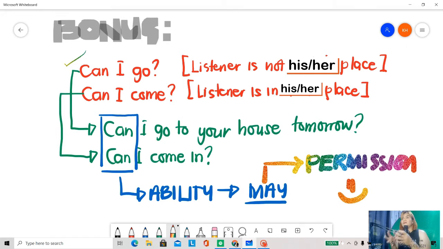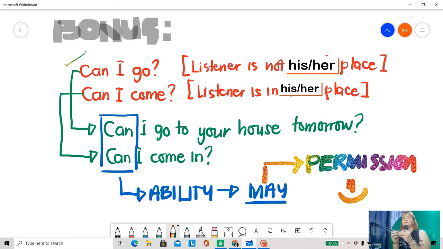It's because both of you are in a place that is far away from the object of the action, which is going to the house, right? So, can I go to your house tomorrow is grammatical and correct because in the communicative situation, both of you as speaker and listener are not in the place where the action is going. Right? Now, when do we use can I come?